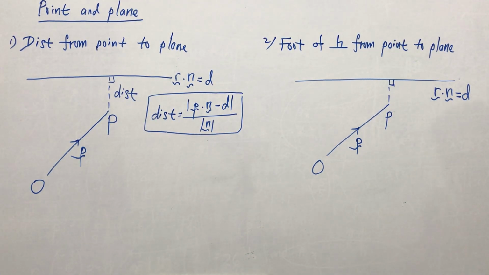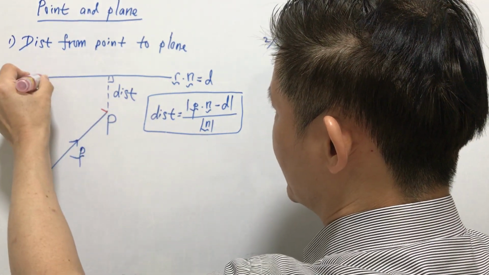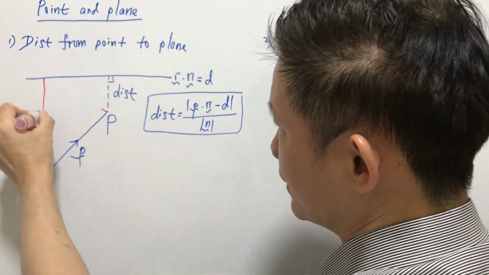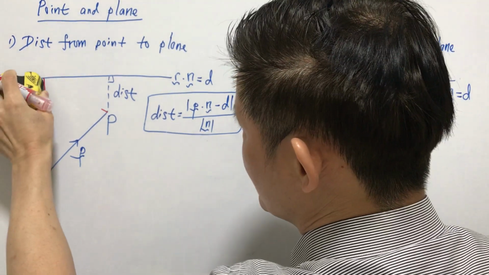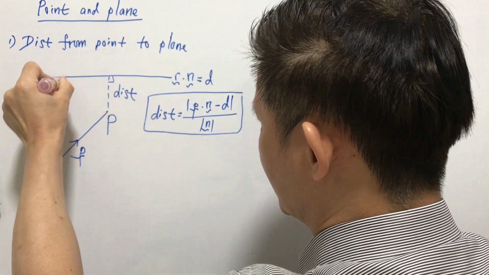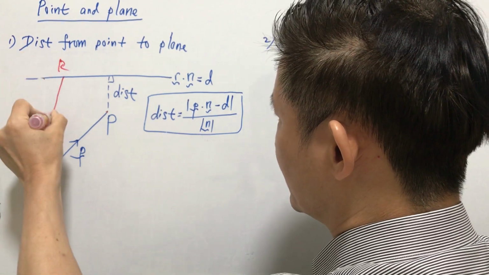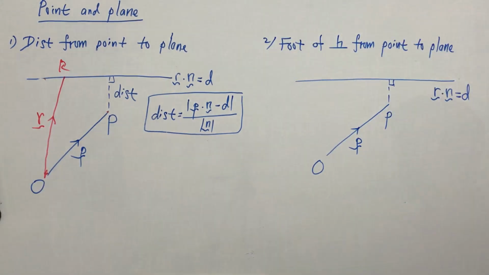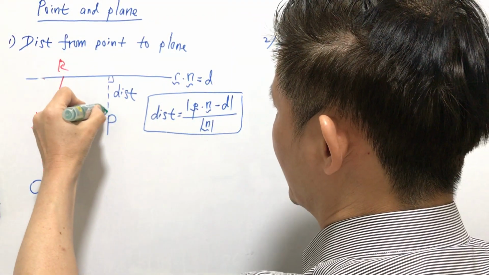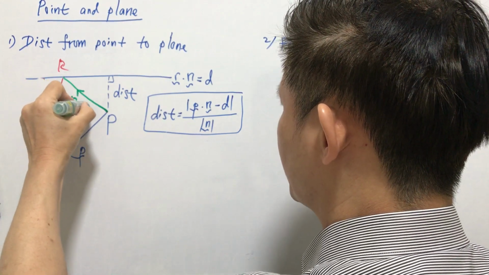To start off with, I will first mark down a generic point on the plane. A generic point on the plane can be marked as just R. Okay, this looks too vertical, it may give you a wrong impression. Let me mark it like this. A generic point on the plane, this R. So I have a generic point on the plane marked arbitrarily, and from this generic point I can find this green vector. This green vector will be r minus p.